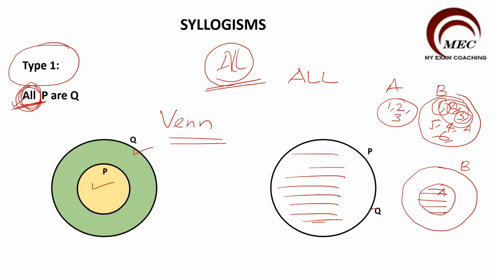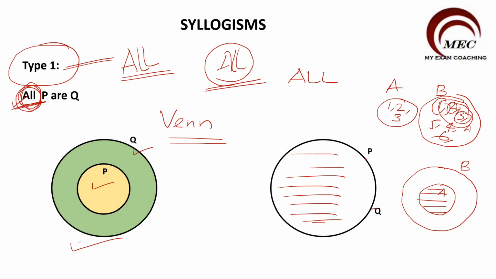So in type 1, we have seen the word all. Whenever you have this word, you can draw the Venn diagram in two different ways. The first way is this way, that is P inside Q.